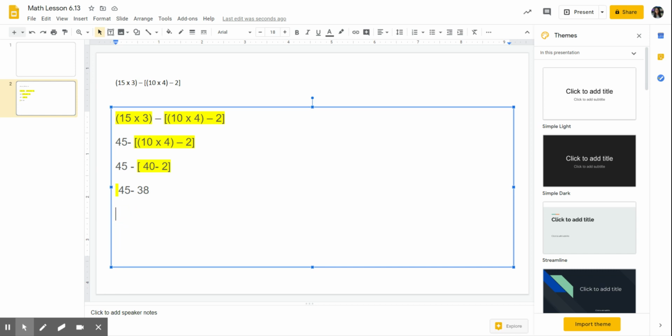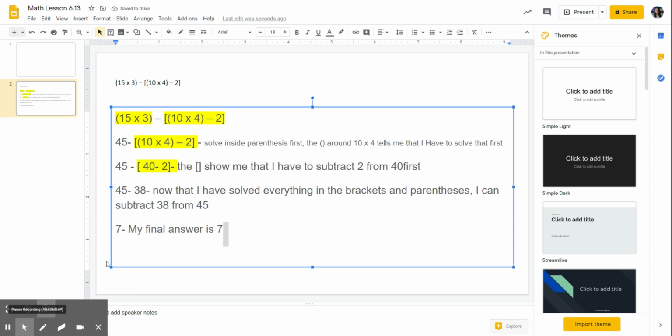Before moving on, I'm going to check my work. So I'm going to go back to each step, and I'm going to write out exactly what I did to make sure that my work is correct here. Okay, so now I'm going to go back to each step to double check my work.